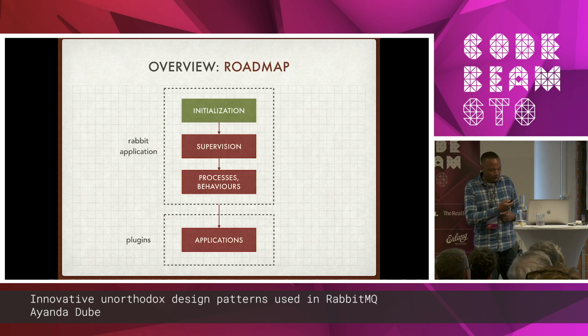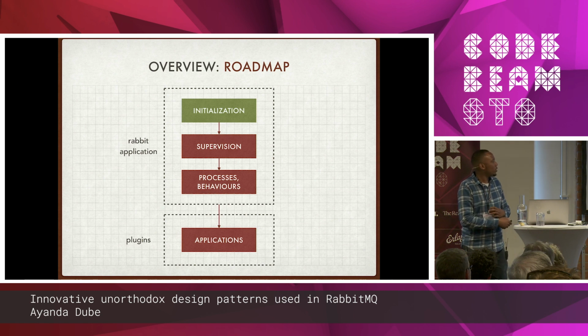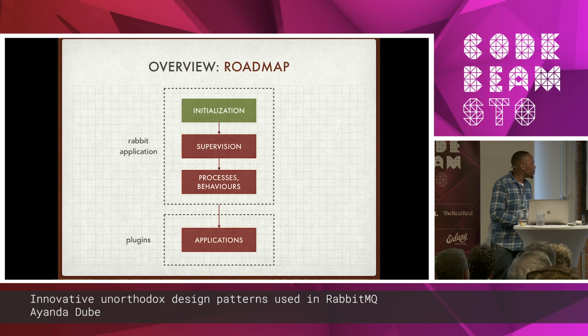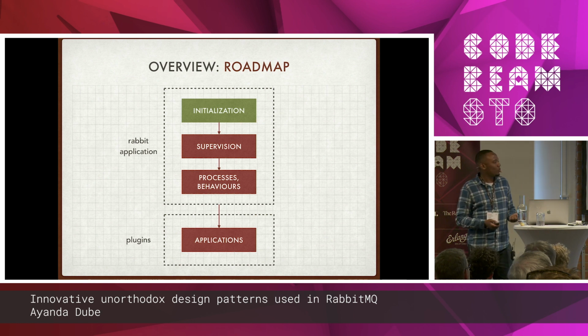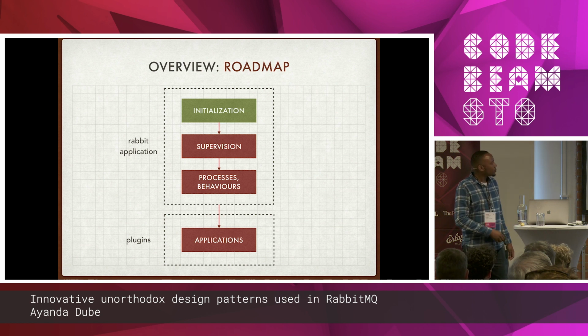Right, so in our discussion today, we're just going to go through the following. If we look at Rabbit from a top level view, you've got the application, then you've got external applications, which are called plugins, but it's just Erlang apps. So yeah, we're going to look at initialization, what can be useful for you guys when you're initializing your apps, which you can steal from Rabbit, supervision, and then some processes and behaviors that you can reuse.